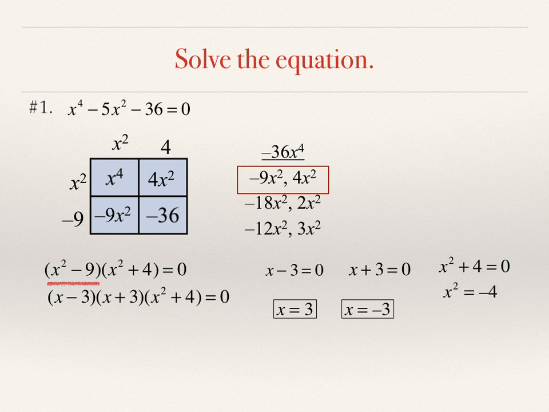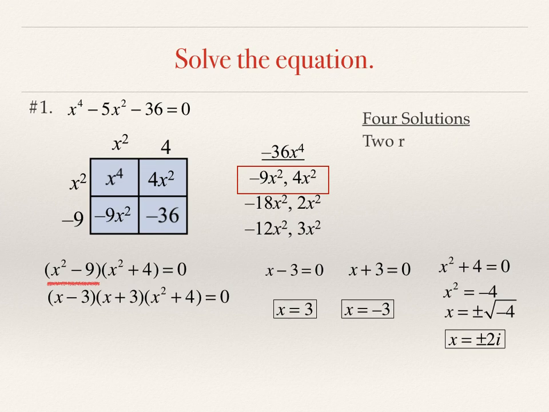We can take the square root of both sides here, and we're going to take the square root of negative 4, which is 2i. Remember, the square root of negative 1 is i. So for this particular equation, it was to the fourth degree, so there are 4 solutions. 2 of them are real, 2 of them are imaginary.